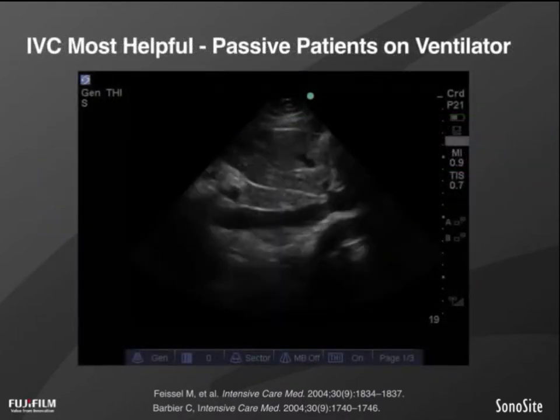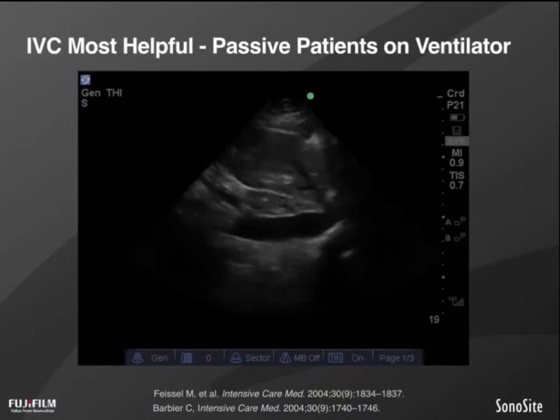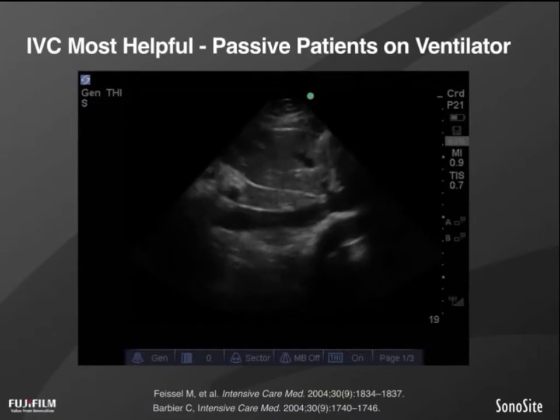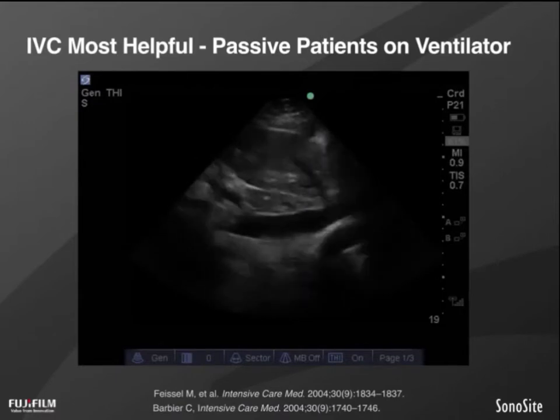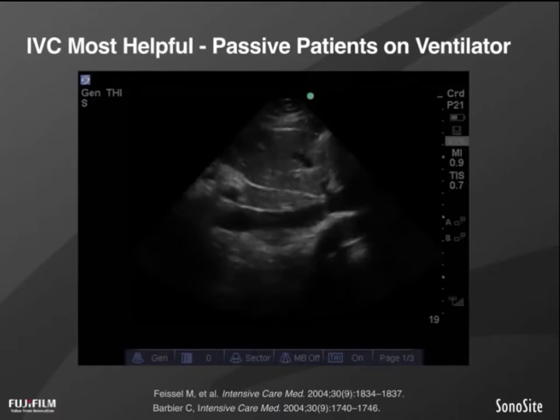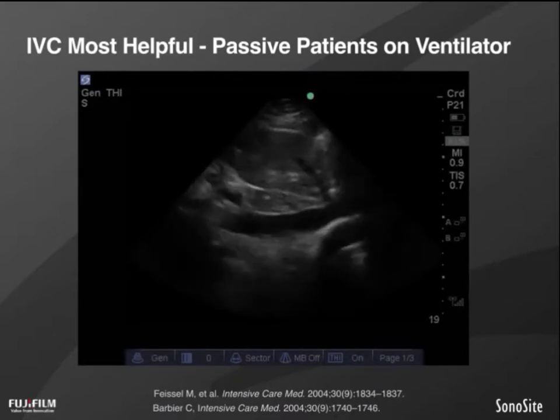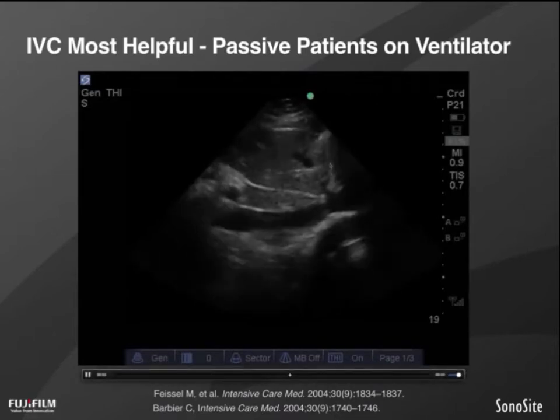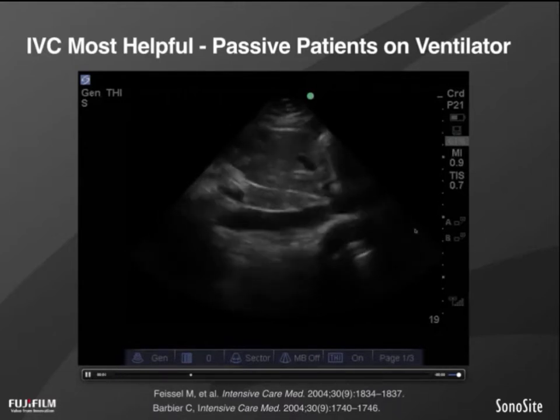So let us look at the example of a passive patient on a ventilator. Here we see an IVC in long axis. And remember, when patients are on positive pressure, the IVC doesn't collapse as is commonly sought out in the spontaneously breathing patient. It distends. And so here we see as the diaphragm comes towards the feet, we actually see the caliber of the IVC distend.